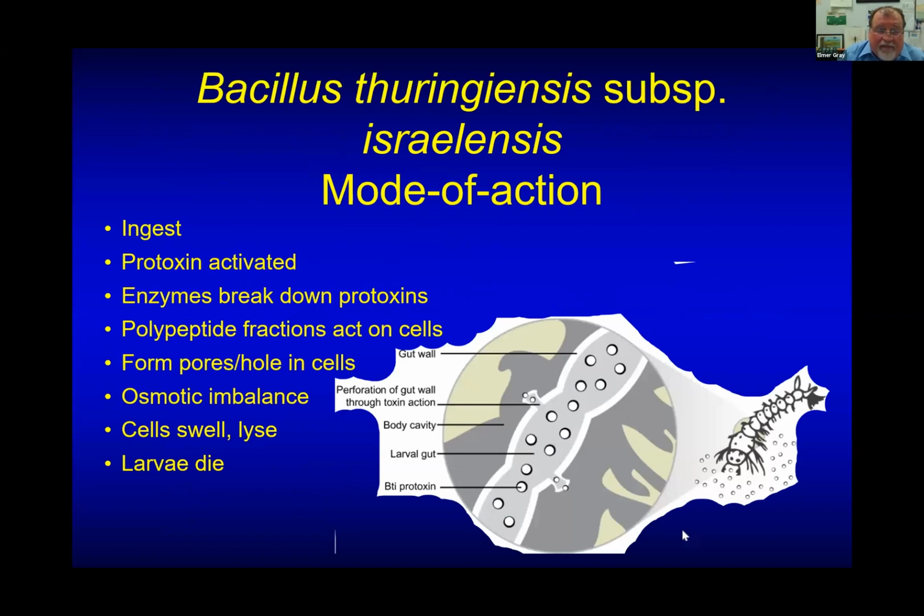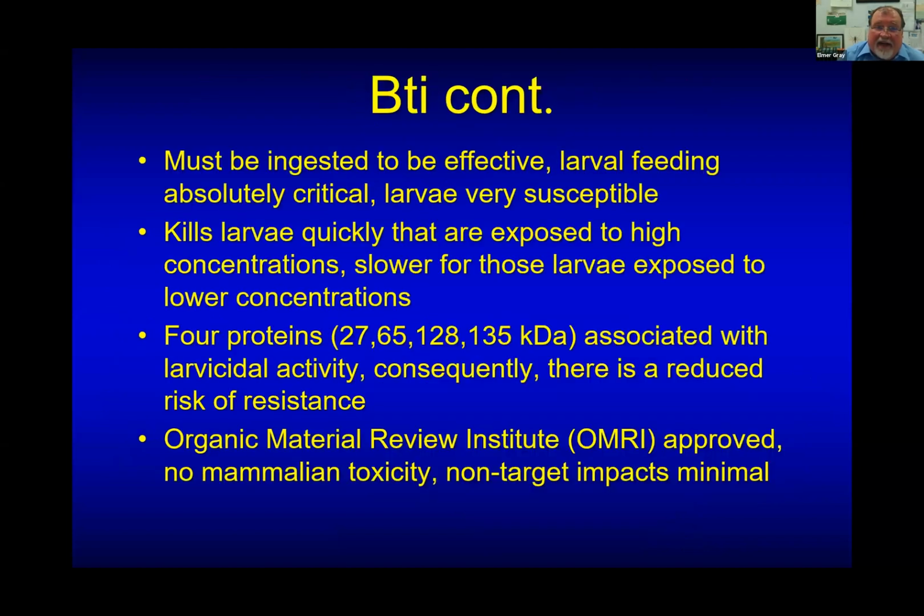The formulation's protoxins are ingested. They're activated by the enzymes, which break them down. The polypeptide fractions, which are proteins, bind to the cells. They form pores or holes in the lining of the gut cells. An osmotic imbalance occurs. The cells swell, they lyse, the larvae die. This can happen rather rapidly when they're exposed to high concentrations.